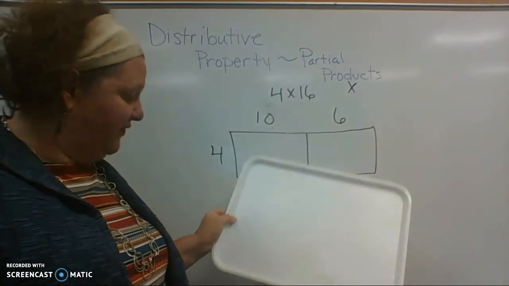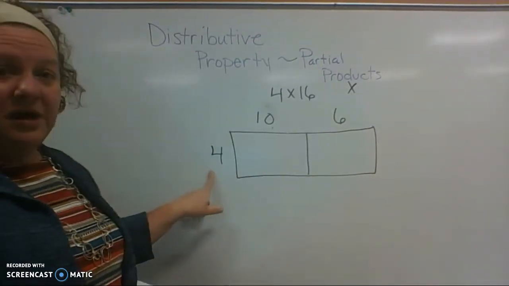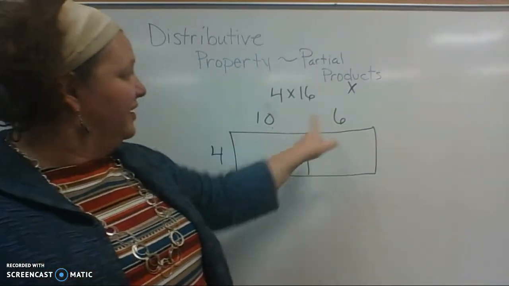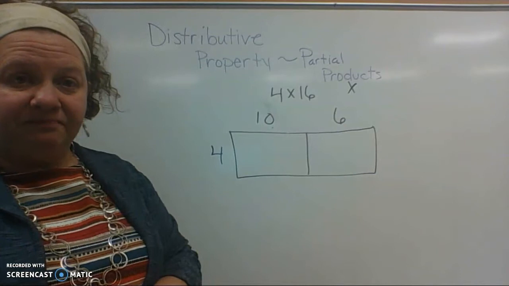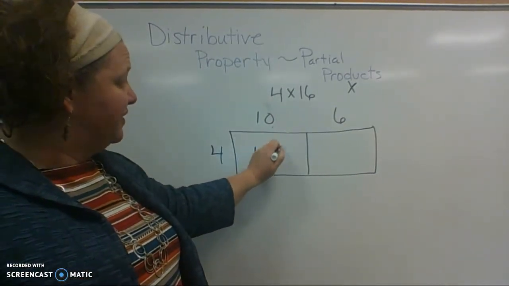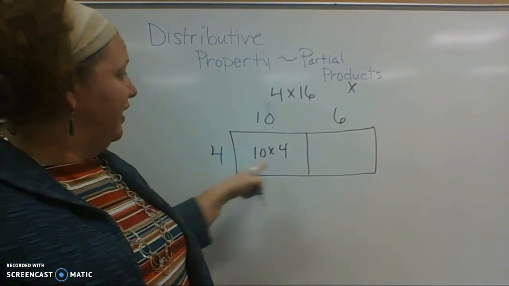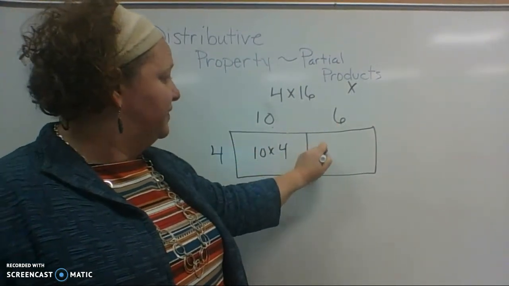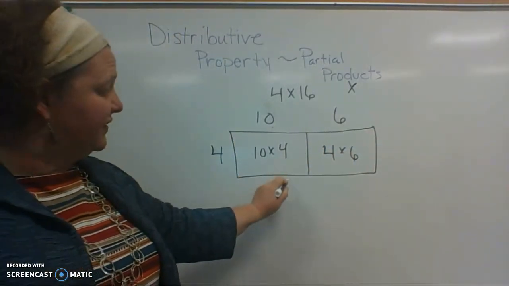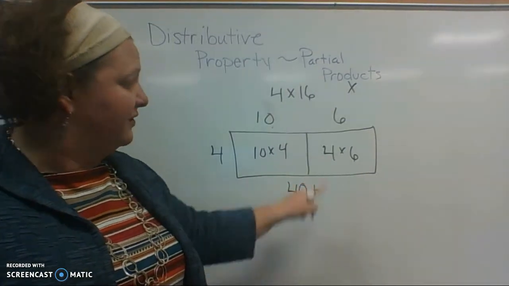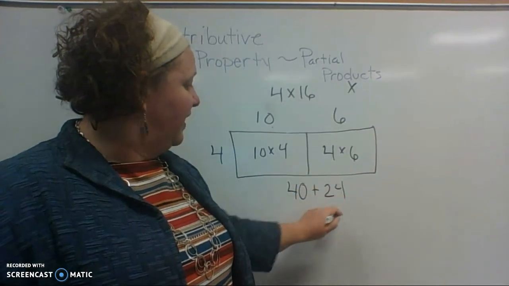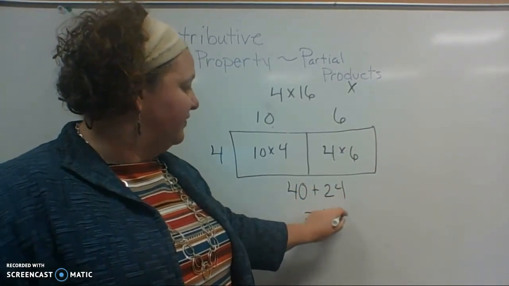And this is how you should have it set up. You should have taken the 4 and put it over on the side over here. And then you should have taken the 10 and put the 10 here and the 6 here. Okay? So now we put our problems in here. 10 times 4. Okay? And we have 4 times 6. Okay? So 10 times 4 is 40, plus 4 times 6 is 24, and we add those together and get 64.